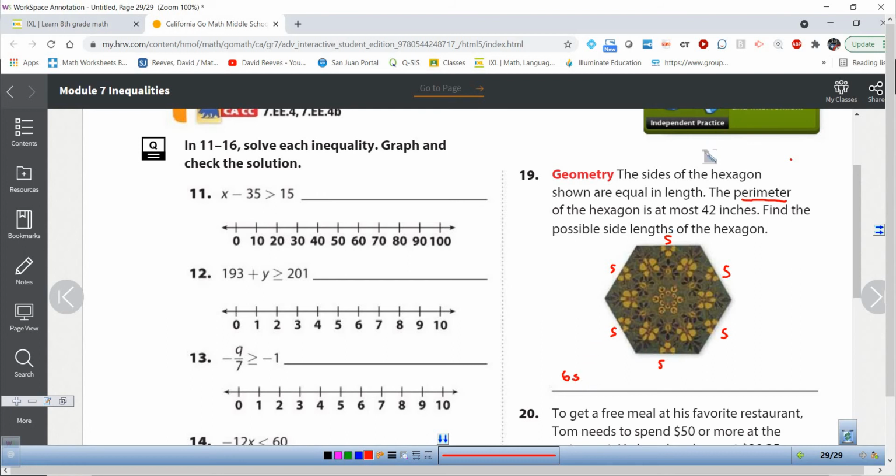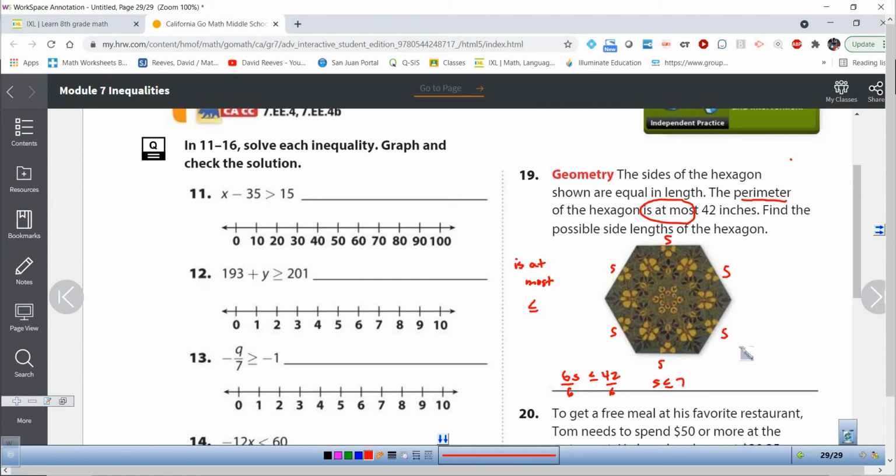So 6S. And here we go again with those words: is at most. Again, that's going to be less than or equal to. So 6S is less than or equal to 42. The most it could be is 42, but it can be less than that. When I divide both sides by 6, notice I'm dividing by a positive, so if it started as true, it's still true. S is less than or equal to 7. So if each of these were 7, it would be 42. If they're less than 7, then we would be less than 42.